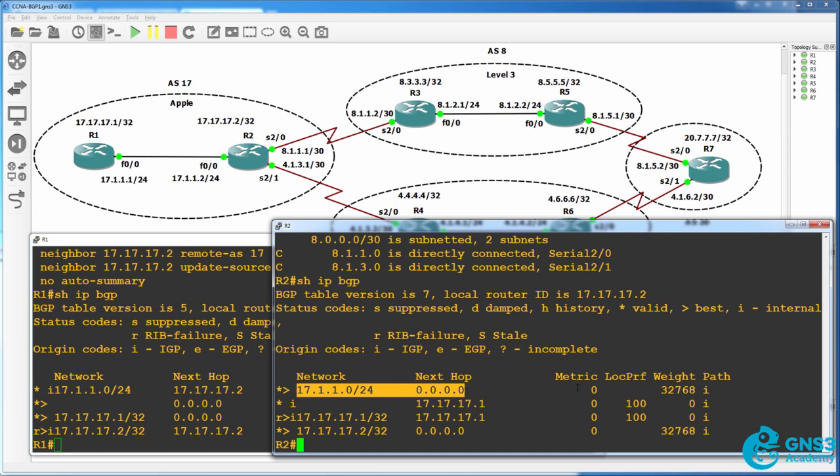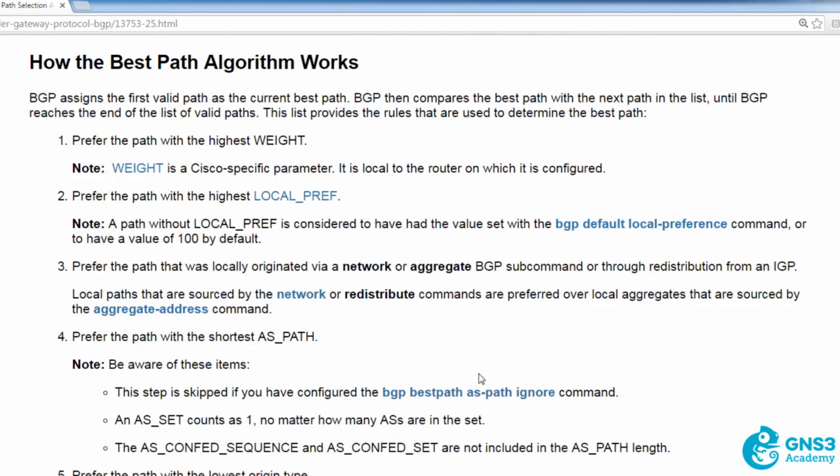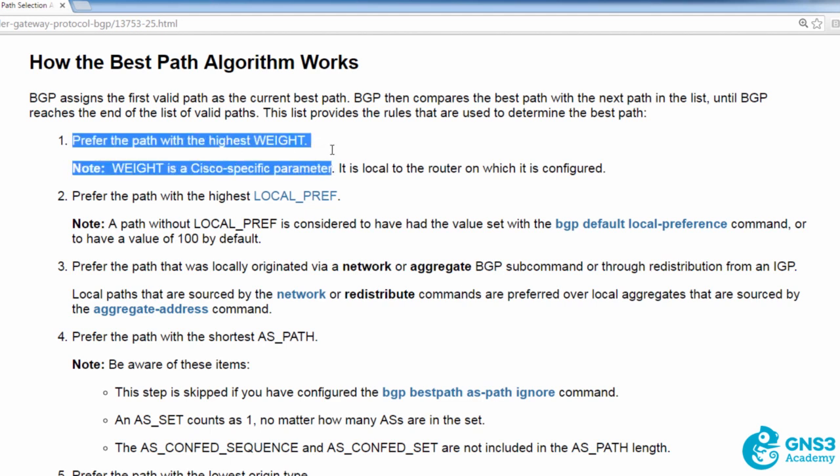BGP has a complex mechanism for choosing the best path, which includes what's called the metric, local preference, weight, and autonomous system path. You don't have to learn this for the CCNA certification, but if you're interested, do a search online for BGP path selection, or wait till you attend the CCNP route course, and there you'll learn about how BGP chooses the best path.